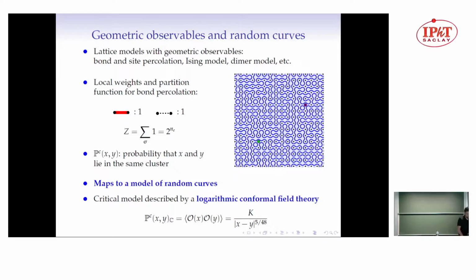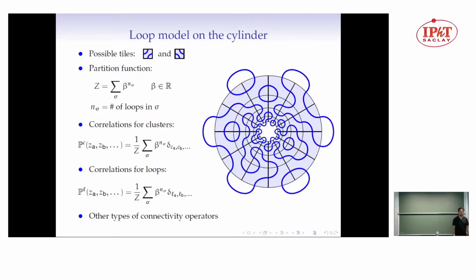Okay, so in my talk, I'm mostly going to focus on the geometry of a cylinder, where I have this loop model defined on the cylinder. I have the two possible tiles, and now these two tiles live on the faces. The degrees of freedom live on the faces of my lattice.